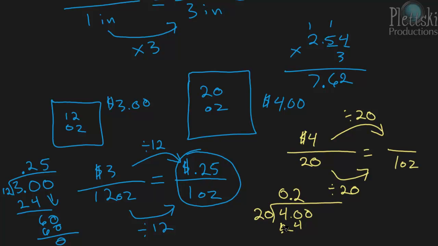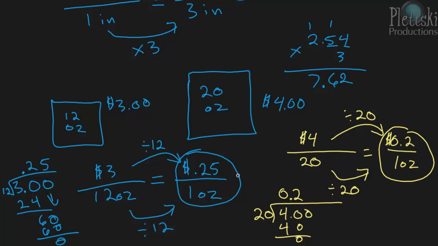Here, let's clean that up a little bit. Okay, 40. And you have 0 as a remainder. So it's going to be 20 cents, $0.20, which is 20 cents. So it's 20 cents per ounce.